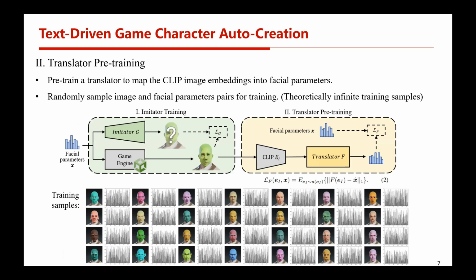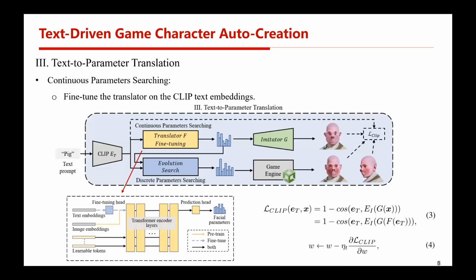Then we pre-train a translator to take in the CLIP image embedding of the game character and predict facial parameters. In this way, we train the translator to learn the mapping between the outlook of the game character and the facial parameters.